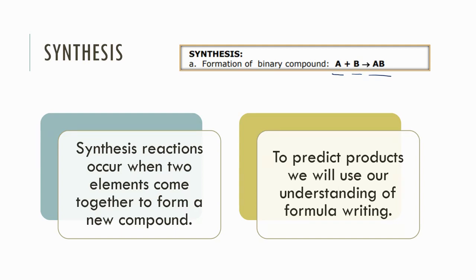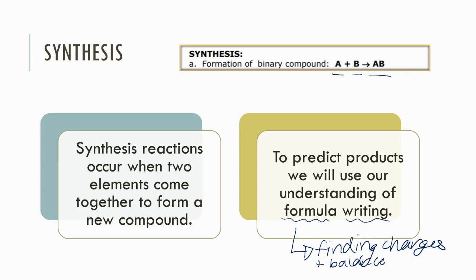So when we're predicting the products for synthesis reactions, we are going to use our understanding of formula writing, okay? And by formula writing, I mean finding charges, right? We're finding the charges from the periodic table, our labeled periodic table, and balancing out those charges to make sure it's a neutral compound. So we are writing ionic formulas for the products of synthesis reactions. So let's do a couple examples.